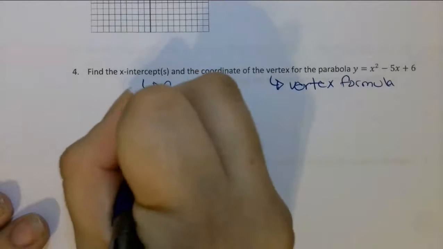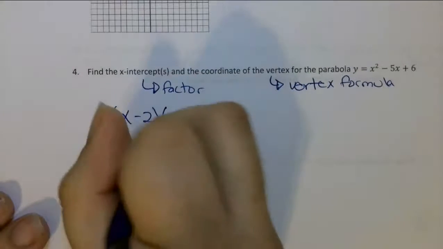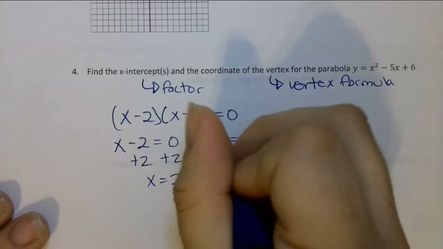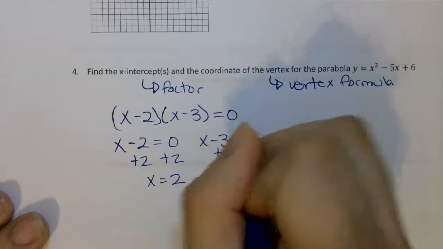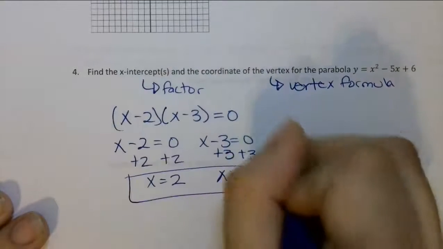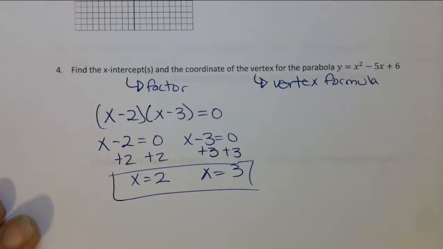I take each part, I set it equal to 0. I solve for x. I get x equals 2. Over here I add 3. I get x equals 3. That's the x-intercepts for number 4.